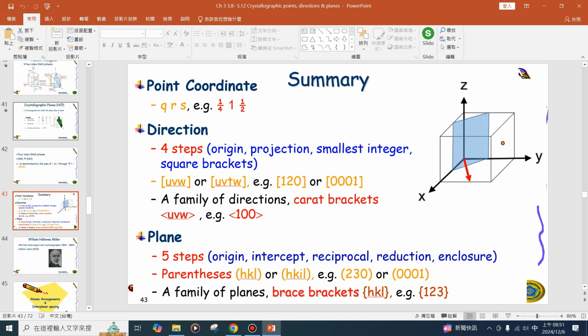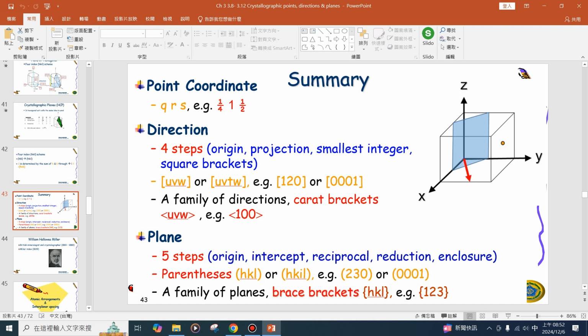For the direction, there are 4 steps. I hope you still remember. The first one is the direction needs to pass the origin. And then after that, you need to do the projection to the X, Y, and Z axis. And then you need to make these 3 numbers the smallest integers. And then you need to use square brackets. So you have 3 numbers, and then you will have square brackets.